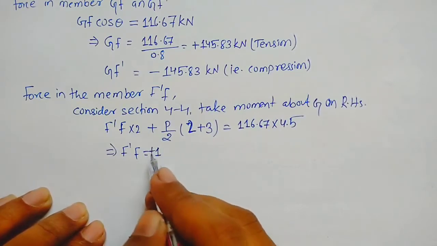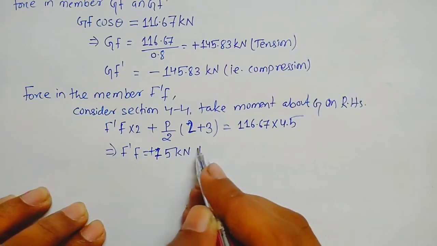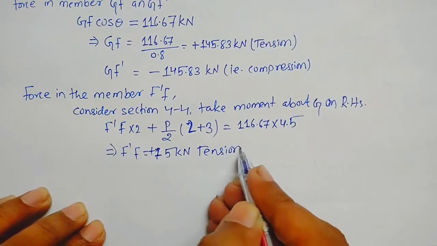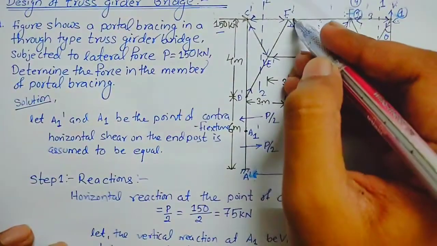So on solving this we will get the value of F dash F equals positive 75 kilonewton, which is our tension. So let us drop it here. This is tension.